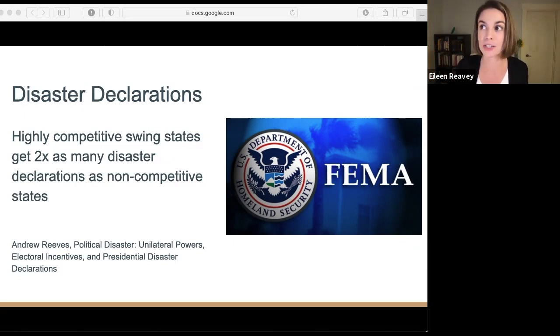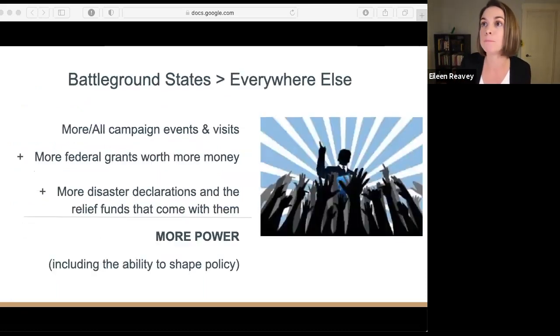get federal disaster declarations. But when you break it down and you find that swing states get twice as many as the non-competitive states throughout the rest of the country, then you really have to stop and ask yourself, is having swing states something that is working well for Americans? Or is it really something that is allowing some people to have this outsized benefit and power?